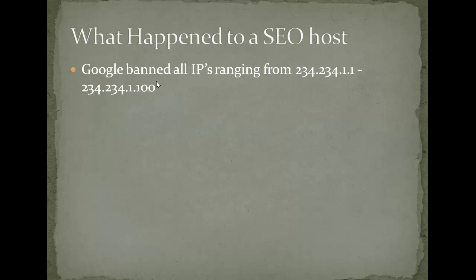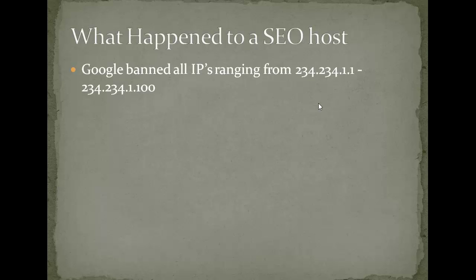So Google banned all IPs ranging from 1 to 100. I don't know if this is the exact IP, it's just an example I made up. So Google banned all IPs ranging from 234.1.1 to 1.100. What happened was the SEO hosting company owned all these IP addresses in this range, and Google noticed that a lot of private blog networks were hosted on IP addresses in this range. So what they did is just went ahead and penalized all sites that were being hosted on this range of IP addresses.